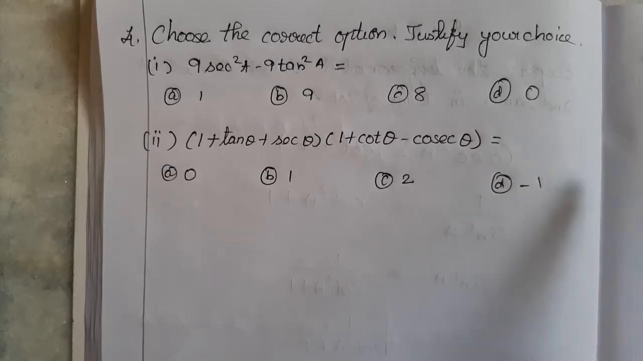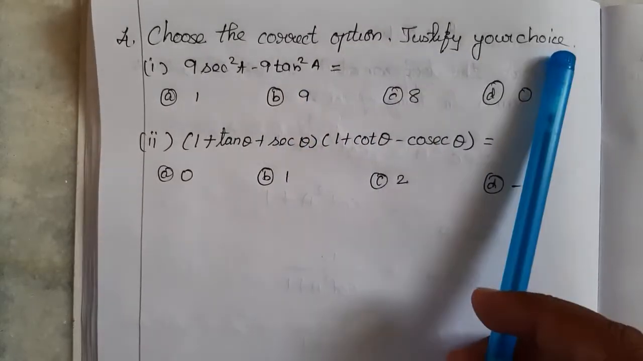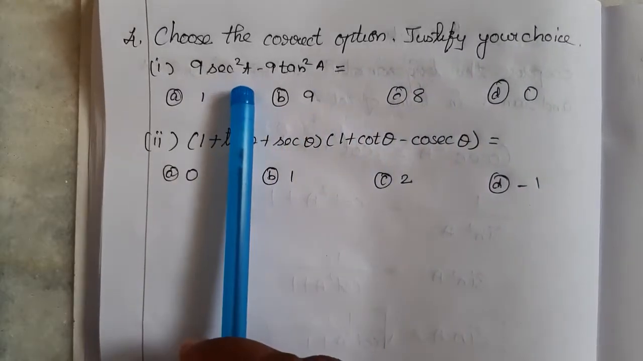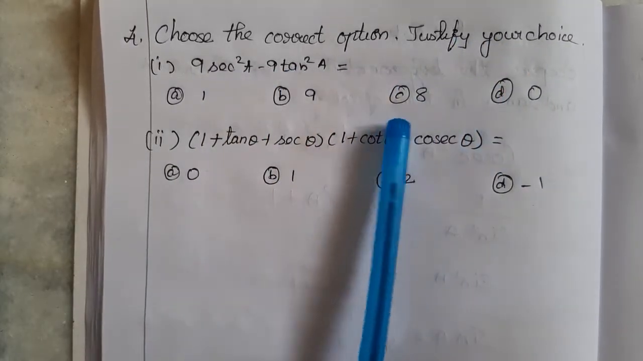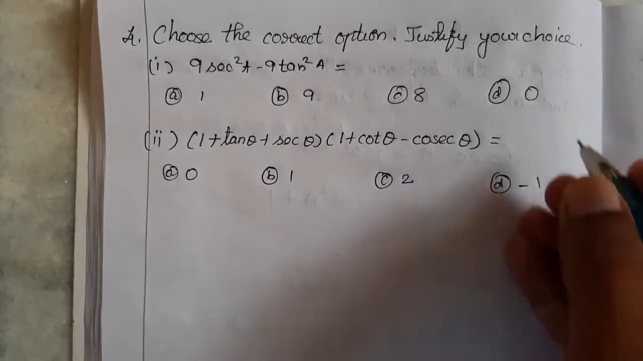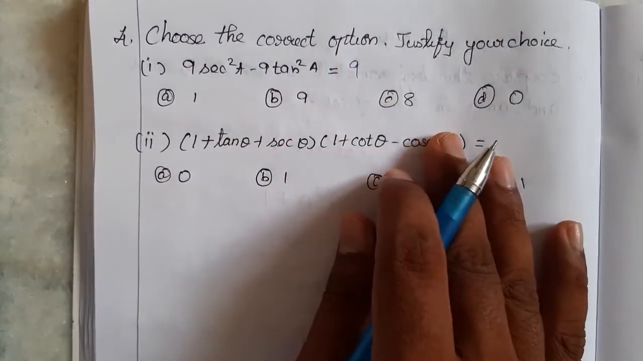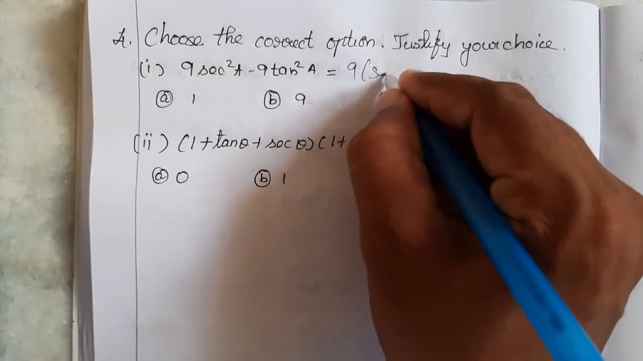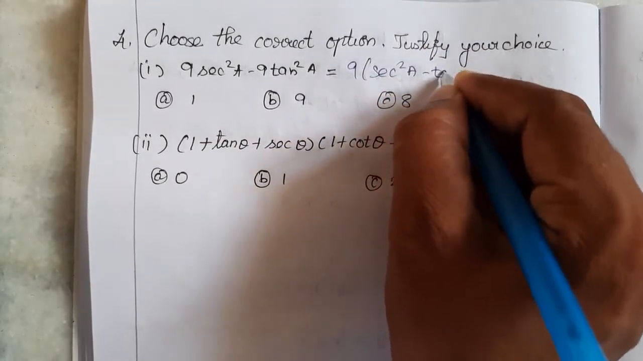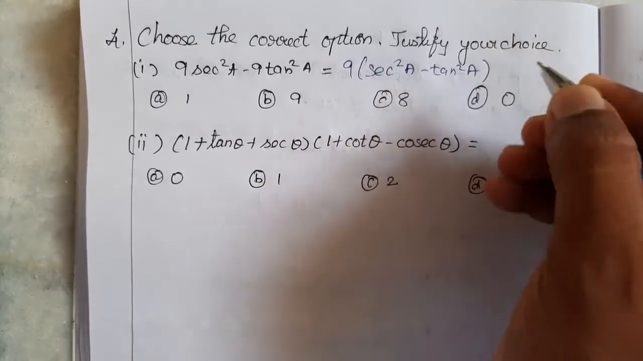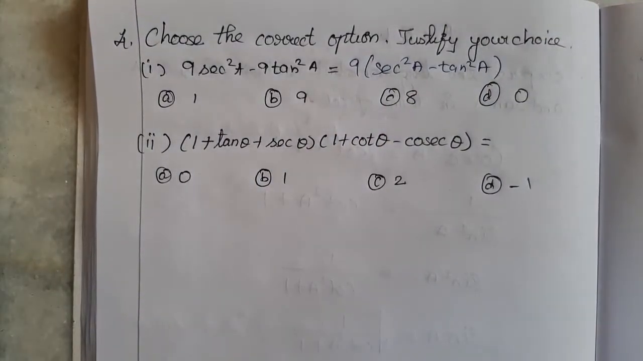So here we go for the next problem. Choose the correct option, justify your choice. 9 sec square A minus 9 tan square A is equal to what? So here the 9 is common, we can write, so we can just prove it, then we can choose the choice. This we can write as 9 into sec square A minus tan square A, right? So sec square A minus tan square A is equal to 1.